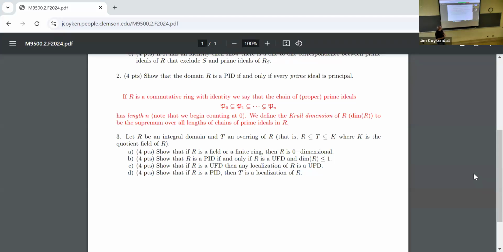And number D, show that if R is a principal ideal domain, then any overring is a localization. Right, so if T is any ring that's contained between R and the quotient field, it's a localization. This is actually a pretty astounding fact, because in general overrings are not going to be localizations. Certainly, all localizations are overrings, but there often are many rings that are not. So that's kind of a cool result. Okay, any questions on that?